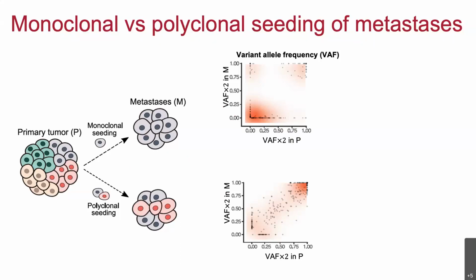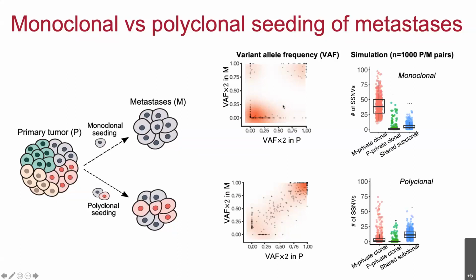And so within that model, we can simulate these different scenarios, and we can then look at how the patterns of mutations appear. And what you can start to see from this is that in a scenario where we've simulated monoclonal seeding, we in fact see a much higher degree of metastasis-private events. So these are events that are occurring uniquely in the metastatic lineage. And in contrast, when we simulate under a scenario of polyclonal seeding, we see a much greater degree of sharing here along the diagonal.